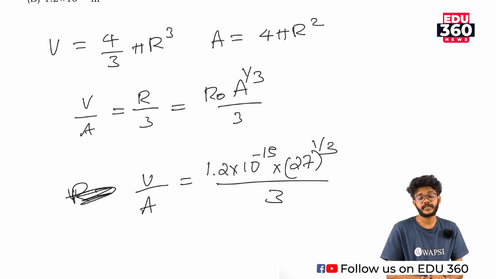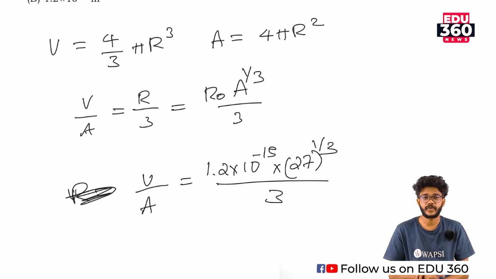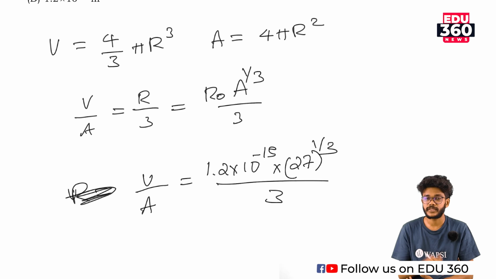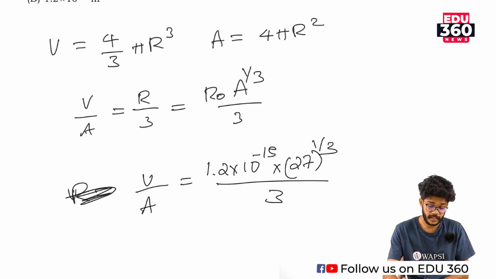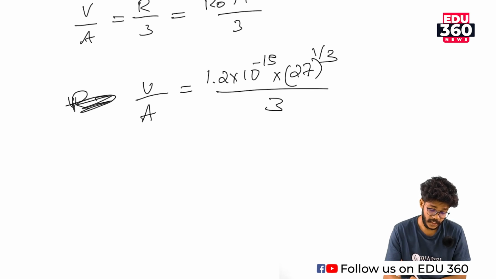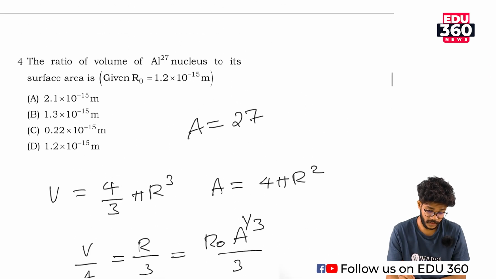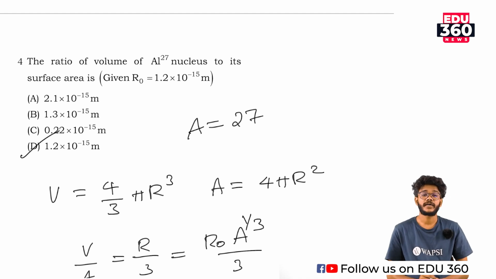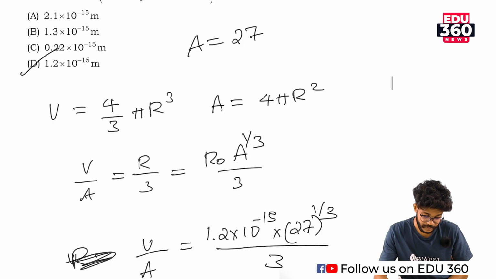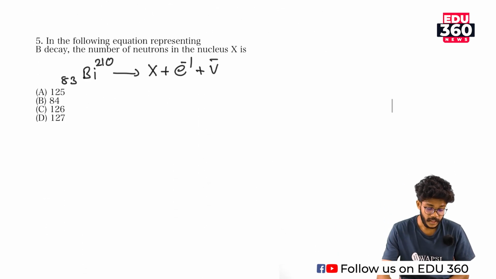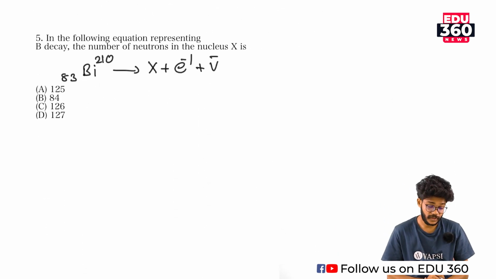Okay, so 27 raised to 1 by 3 is just 3, because 3 into 3 is 9, 9 into 3 is 27. So 27 raised to 1 by 3 is 3. The 3 by 3 we can cancel. So it is 1.2 into 10 raised to minus 15. Okay, option D is the correct answer. So we can move to the fifth question.